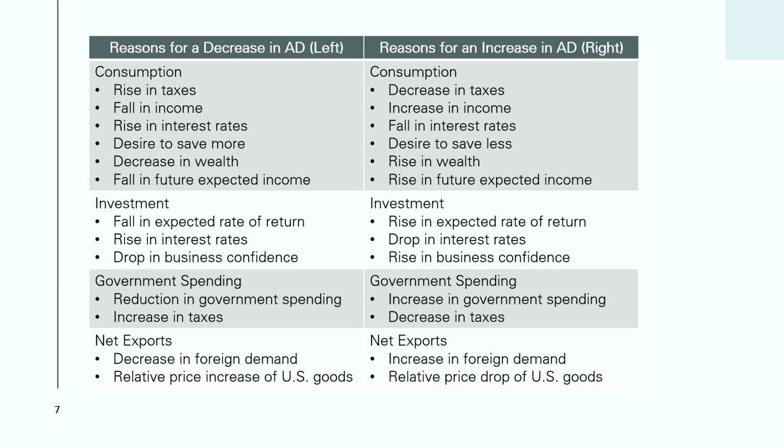On the right side are the opposite conditions, which cause aggregate demand to rise. These include tax cuts, higher income, lower interest rates, stronger confidence, more government spending, and increased foreign demand. All of these increase total spending in the economy. In short, anything that makes consumers, businesses, the government, or foreign buyers spend less shifts aggregate demand left, and anything that makes them spend more shifts aggregate demand right.